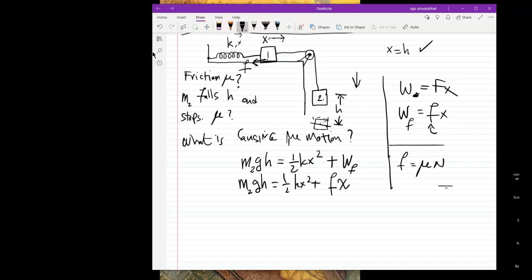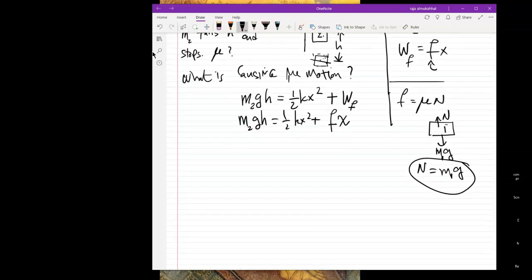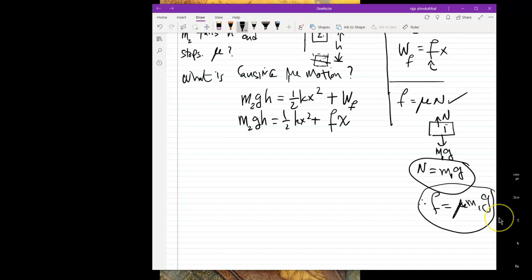I mean, if I have block 1, here's a block 1. So I got m1g, and this is the normal, right? So here, normal equal to m1g. We've done that a million times. So in this case, let me just go up a little bit. So therefore, the friction is mu n. So that's going to be mu m1g. Mu m1g. That's the friction force. So I'm going to take that and put it right there.